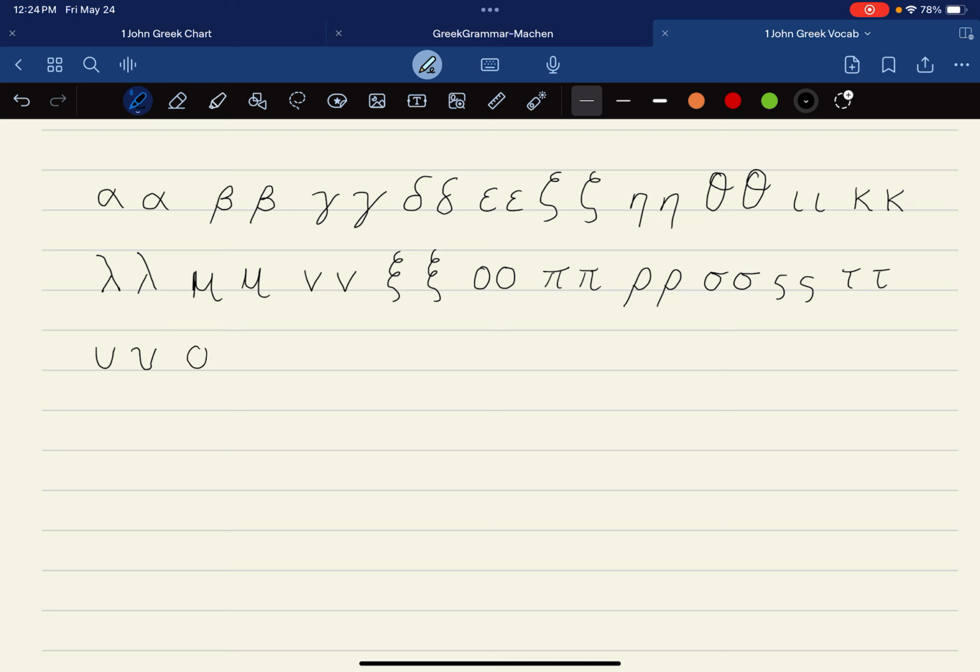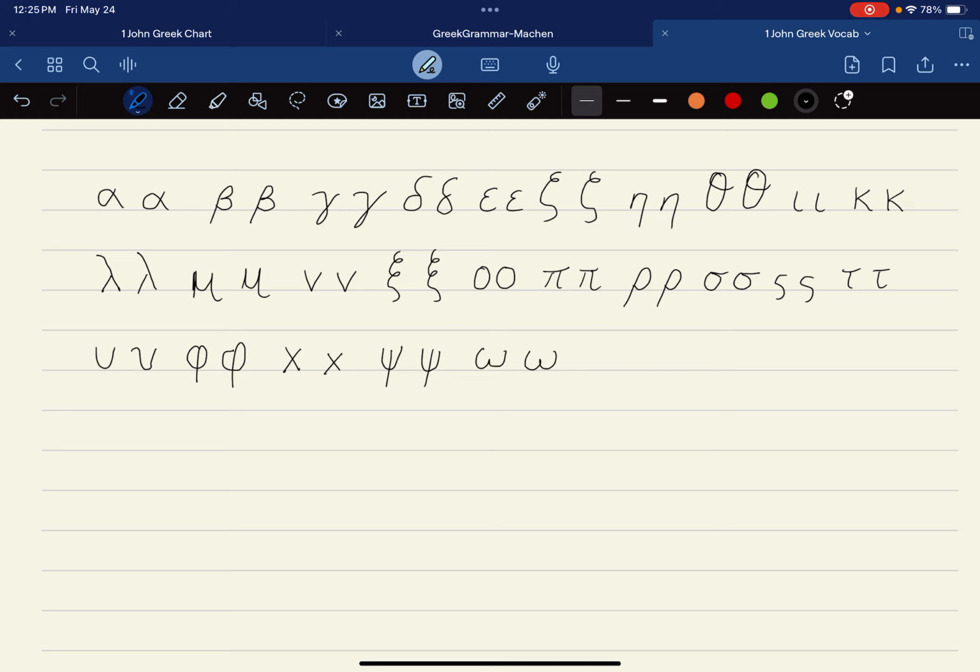Then we have the letter phi. It's written like this. Then we have the chi. Then psi. It's written like this. And then finally, omega.